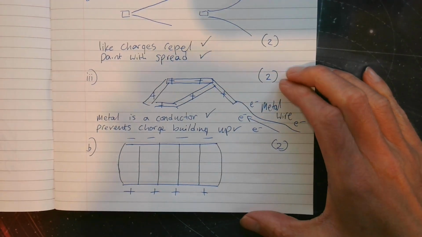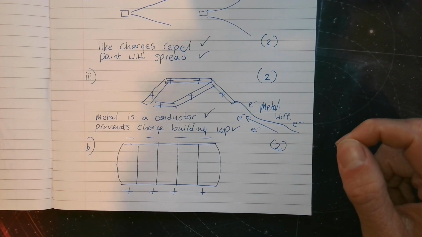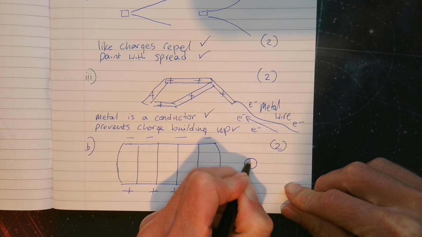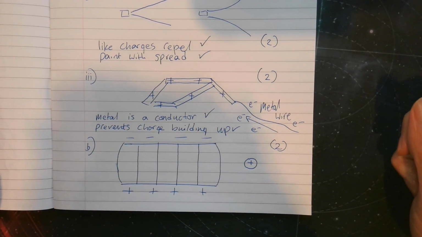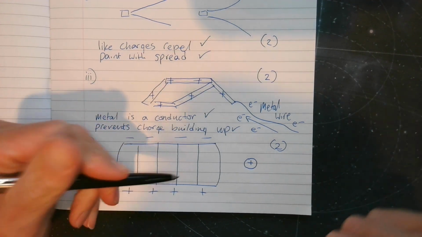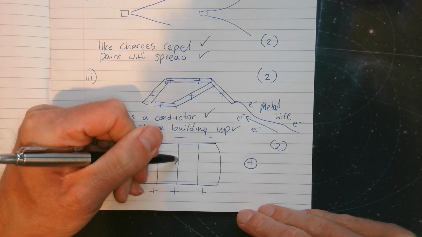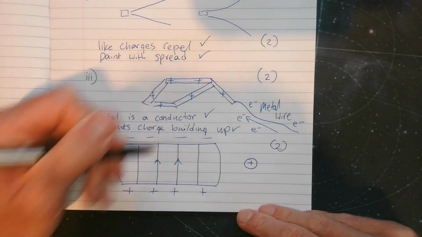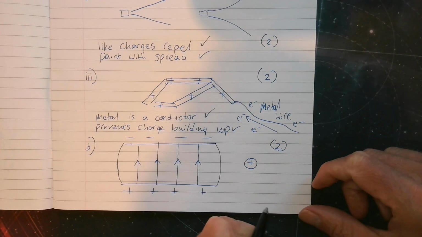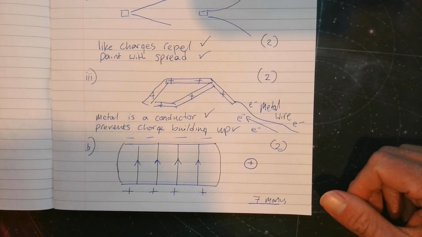Now the question is, how do you remember that the field goes in a particular direction? What you've got to remember is what a positively charged object would do when placed into that electric field. If we place a positively charged object here, it's going to repel from the positives and it's going to attract to the negatives. And so that is the direction of our field. And that is your first 7 marks on this paper.